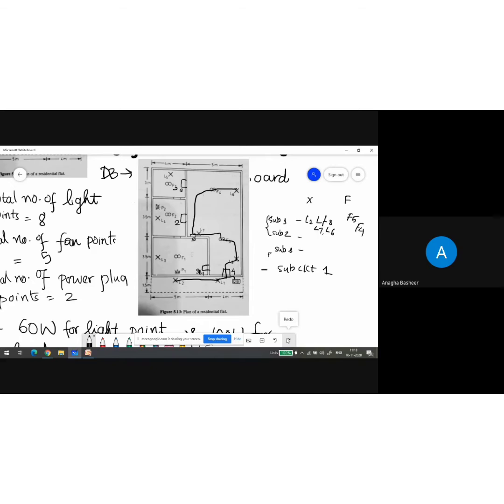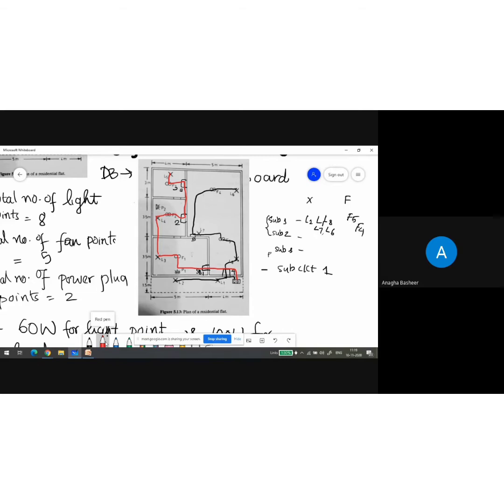Can you hear me? Yes, ma'am. Next is subcircuit. Yes, subcircuit 2. So from the dB it starts like this, moving fan, this lamp, this switchboard, till this lamp, this subcircuit 2 is here.